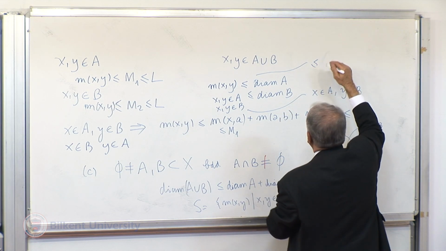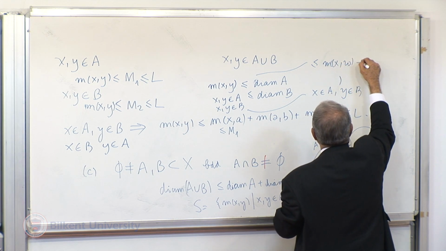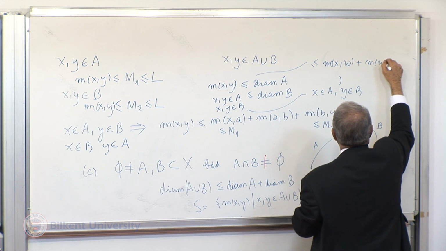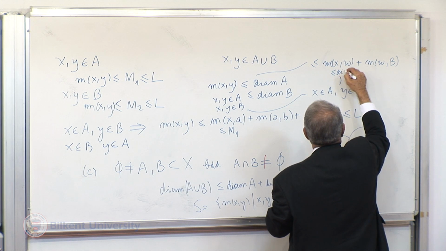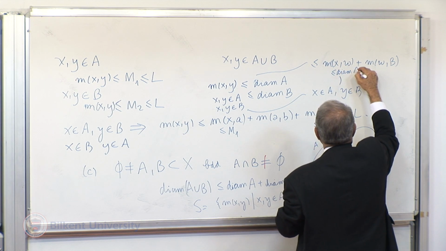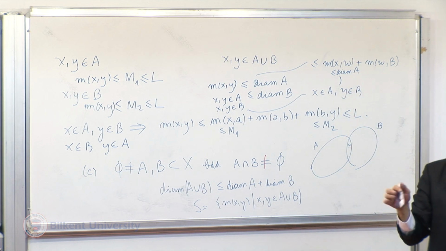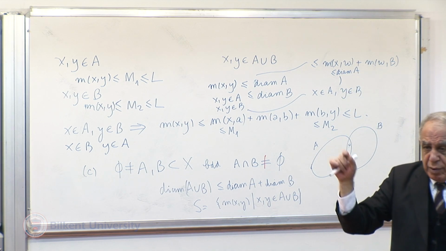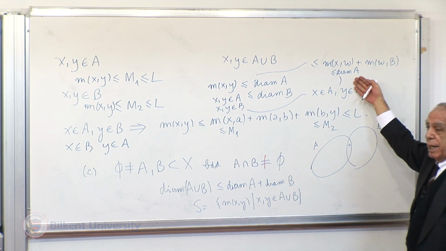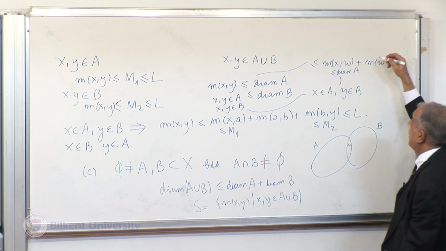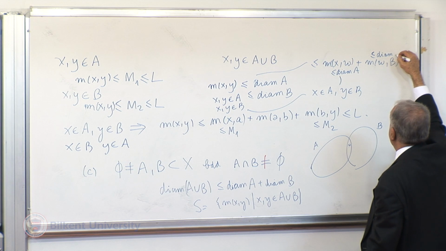m xw, they're both in A, plus m wb, they're both in B. So this will be less than or equal to diameter A, because diameter A, that's the supremum of the set of all mxw's when x and w are in A. Well, the supremum is, in particular, an upper bound, and this will be less than or equal to diameter B.